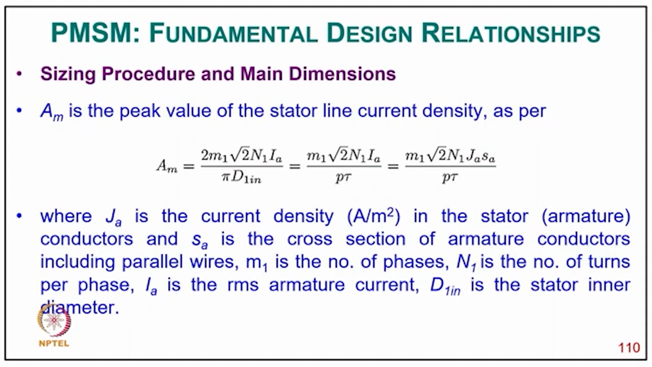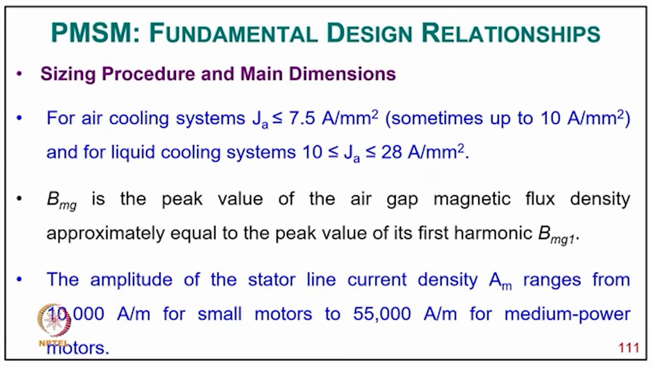M1 is the number of phases, N1 is the number of turns per phase, IA is the RMS armature current, and D1 is the stator inner diameter. So for an air cooling system, J should be less than 7.5 ampere per millimeter square, sometimes up to 10 ampere per millimeter square. For a liquid cooling system, J can be between 10 to 28 ampere per millimeter square.